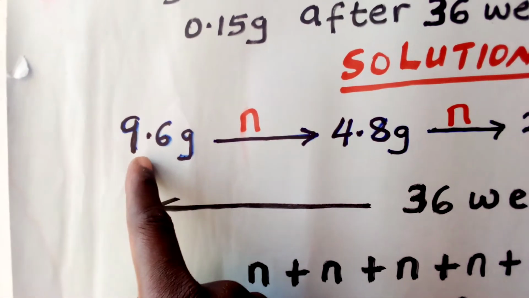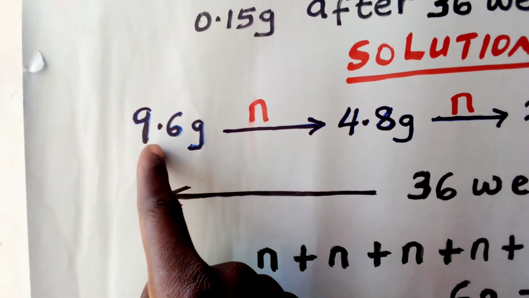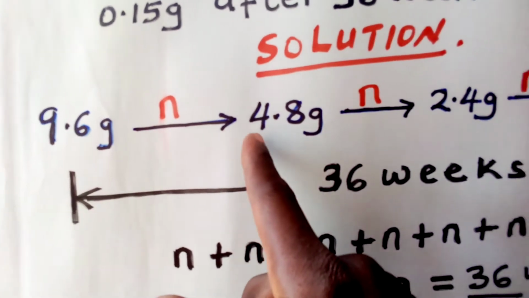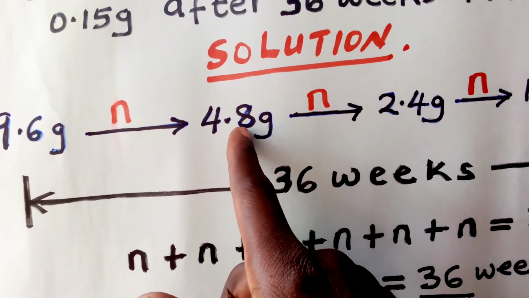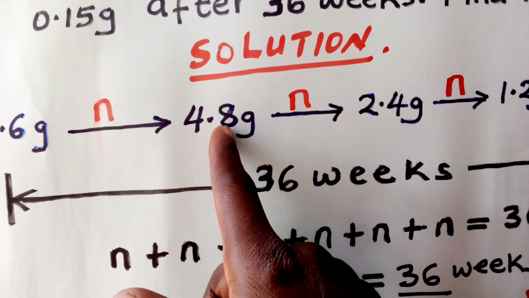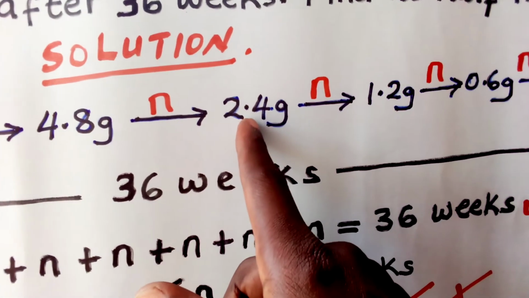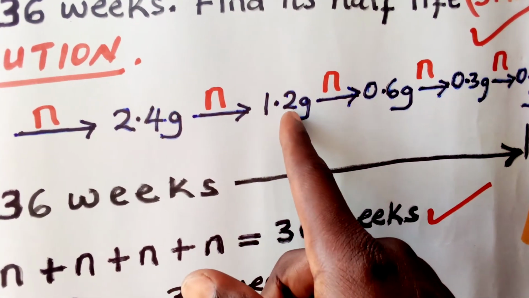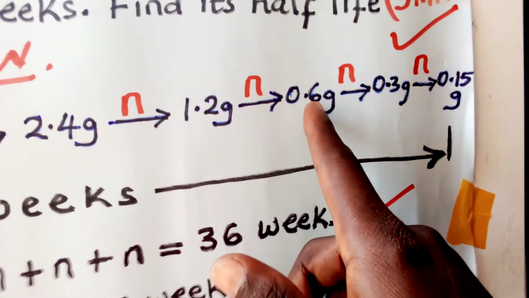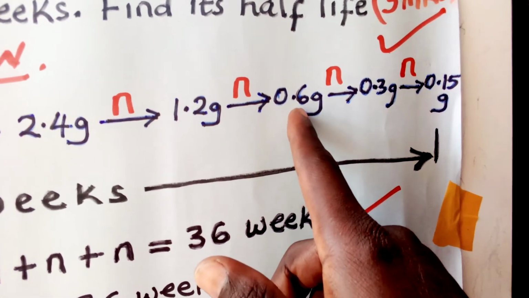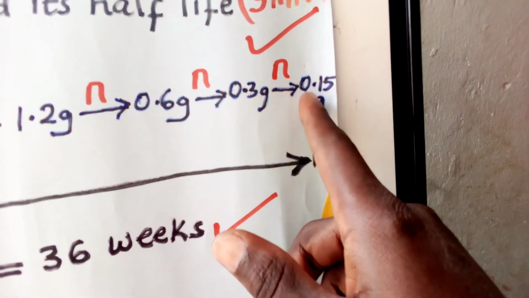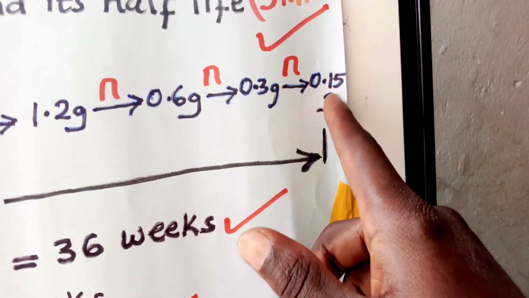We get a half of this. A half of this means you divide this by 2. So when you get 9.6 grams divided by 2, you get 4.8 grams. We divide this one also by 2, we get 2.4 grams. Divide by 2, 1.2 grams rather. Divide by 2, now you come to 0.6 grams. Divide by 2, you get 0.3 grams. Divide by 2, you end up with 0.15 grams.